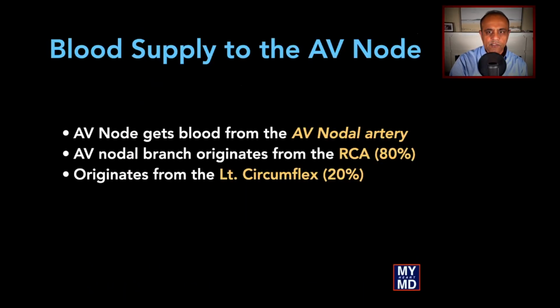Let's review the blood supply to the AV node. Remember, the AV node gets its blood supply from the AV nodal artery, and in about 80% of patients, this artery branches off from the RCA. And in about 20% of patients, it comes off the left circumflex, right? So in the majority of patients, the AV node gets its blood supply from the RCA.